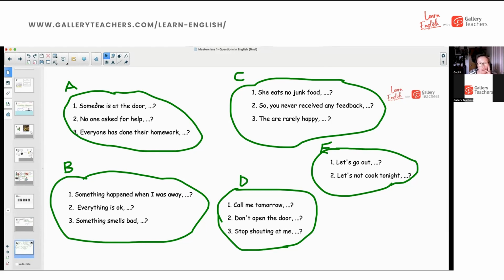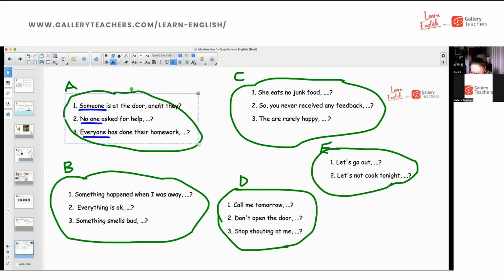Now, we have 5 different groups of questions. Okay, let's look at the first group. You can probably see that there is something very, very similar here. We have someone, no one, and everyone, right? So how do you think you could, what could you put here? So someone is at the door. What do you think? Very good, Maria. Aren't they?